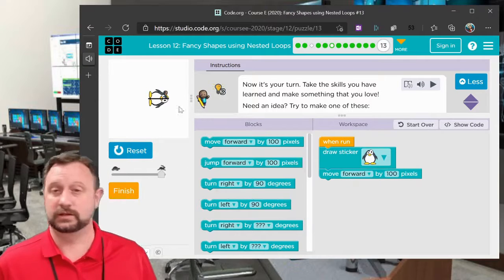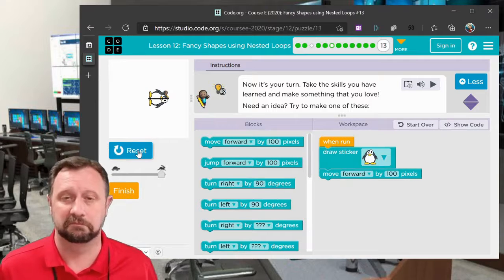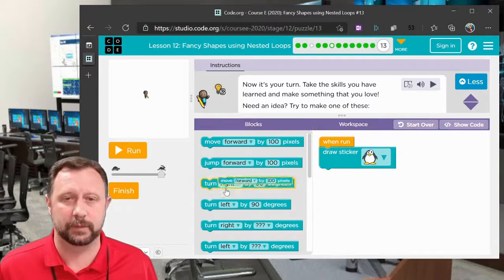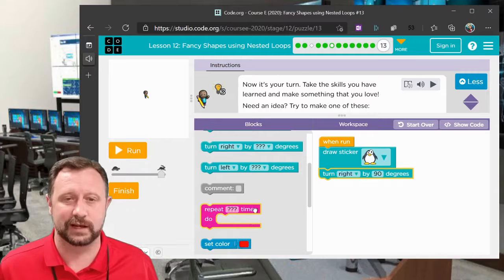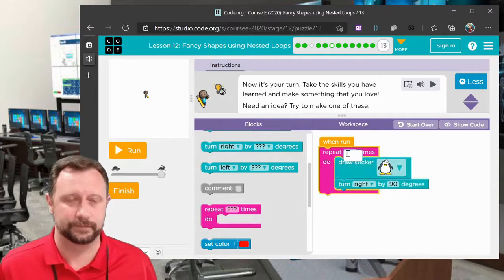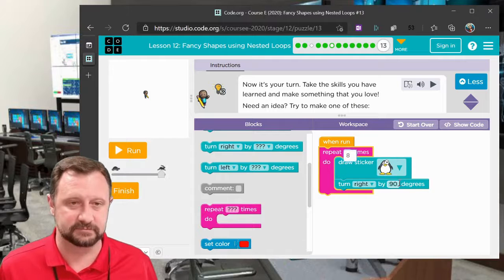Draws a penguin, draws a line right through the penguin. It's kind of weird. Okay, reset that. Maybe I'm going to draw a penguin, and then I'm going to turn to the right, and I'm going to use a loop block like so. Ooh, I wonder what I could do here. I'm going to do it 8 times. And I'm going to do it like this. I don't know what's going to happen.